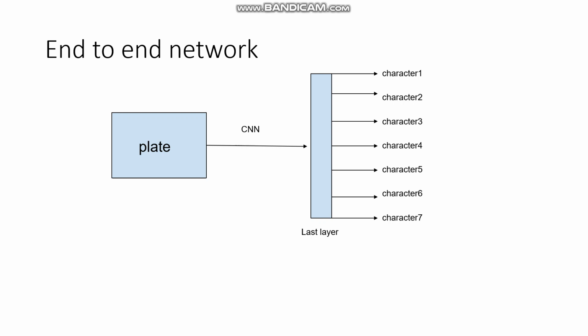Next, I will introduce the character recognition network. First, we want to do an end-to-end network. The structure is like this. We input the whole plate and pass it through a CNN, and we divide the last layer into seven parts. Every part will give out one character. The advantage of it is fast speed. However, since the dataset is too small, this model overfits a lot.